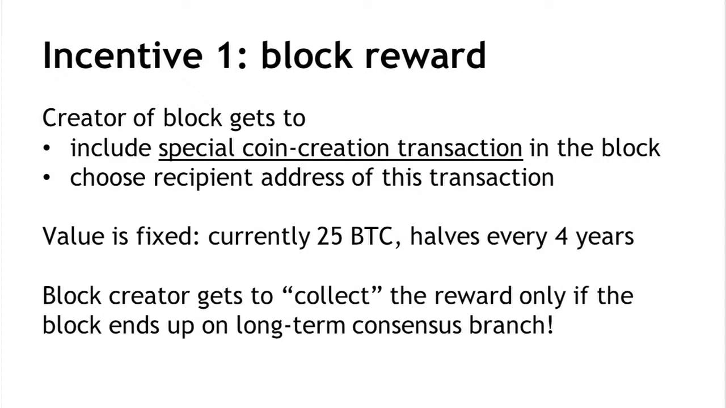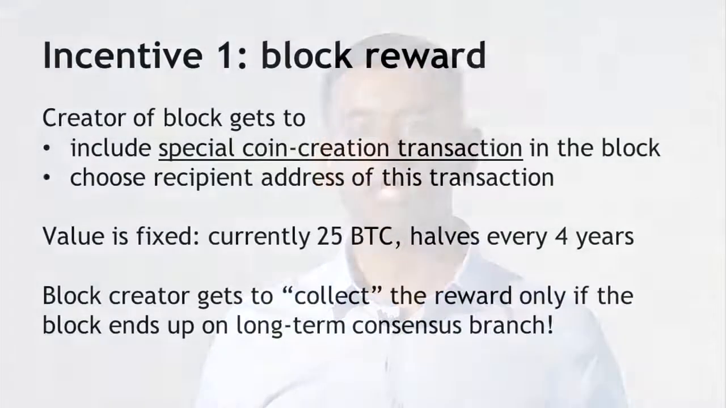That will only happen if this block ends up on the long-term consensus branch, because that's the only case in which this coin creation transaction will be considered valid, because the coin creation transaction is not special. It's just like every other transaction. It's only valid if it ends up on the consensus chain. So that's the incentive mechanism here. It's very subtle, but it's a very neat trick. And so it incentivizes nodes to behave honestly, or at the very minimum, it incentivizes nodes to behave in a way that they think other nodes are going to agree with in creating the next blocks of the blockchain. So that's the first incentive mechanism.